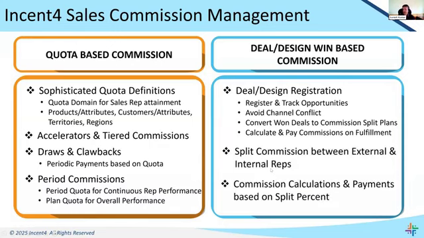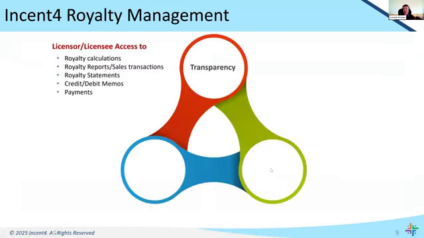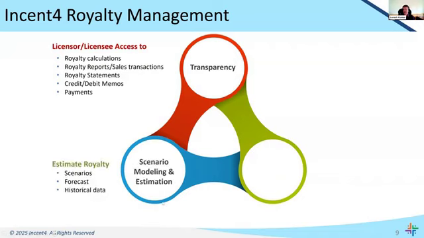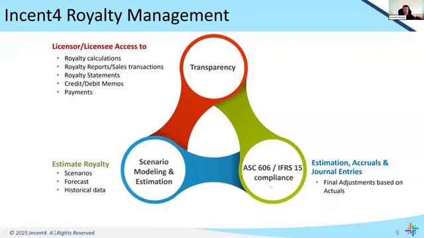Okay. And then the royalty management application can be used both by a licensor or a licensee, and both have access to all the royalty calculations and reports and statements. So it gives complete transparency to the licensee as well as the licensor. The system also allows you to estimate your royalty based on forecast and historical data, and that actually helps quite a bit with your ASC 606 and IFRS 15.